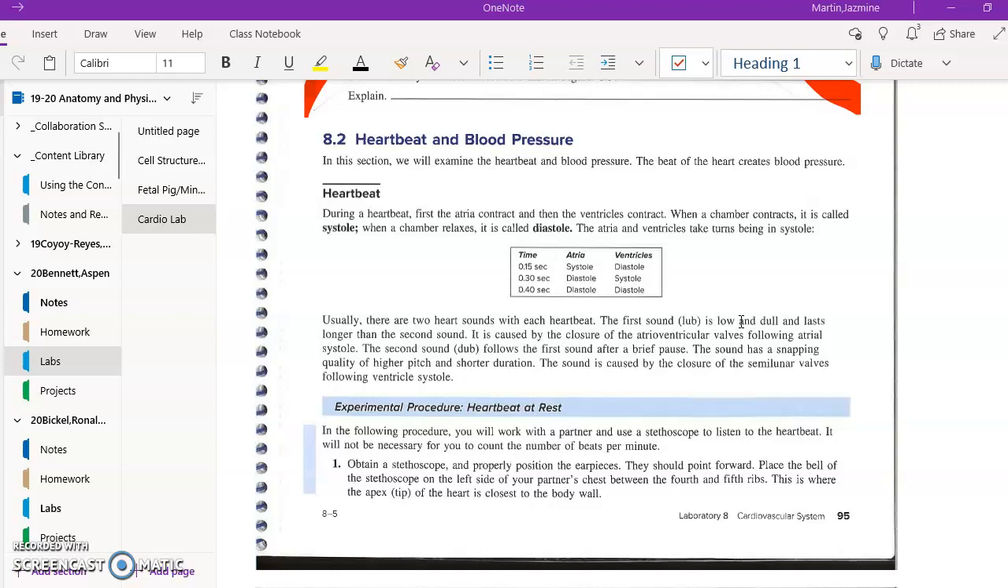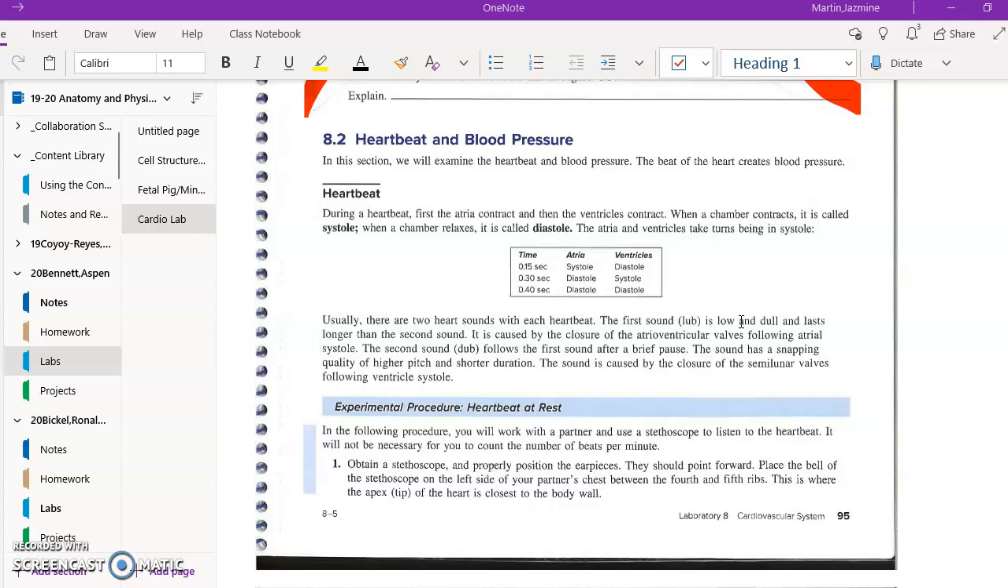So usually what you're going to hear then are two heart sounds with each heartbeat. The first sound is going to be a lub. It's a low and dull sound, and it lasts longer than the second sound, right? So it's a little bit longer. It's caused by the closure of the atrioventricular valves. So that's going to be where you have the tricuspid and the bicuspid valves. When they close, that's going to be the first lub sound.